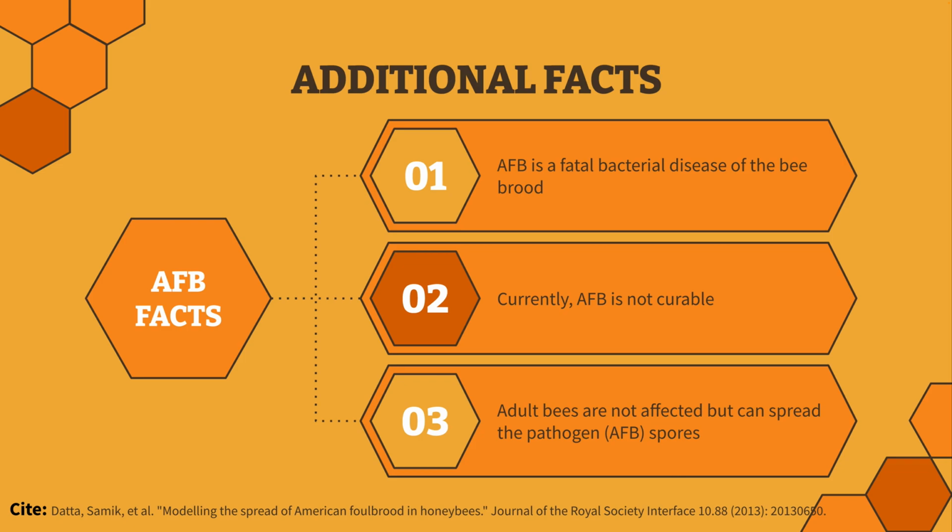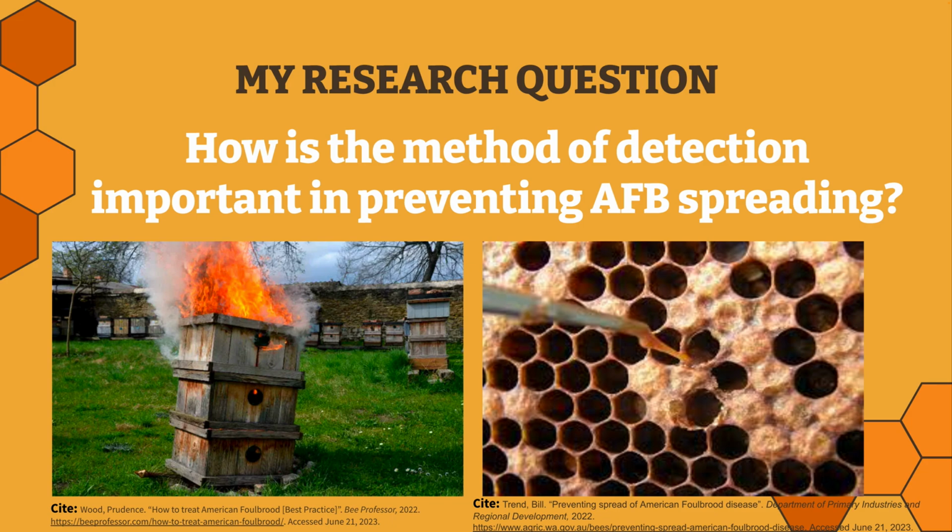The bacterium is characterized as having highly resistant spores that can last 50 plus years. So once it has been spread, the bacteria can't be killed by medication. The hive will typically be burned, including live brood and adult bees. So this is why it's such a fatal bacterial disease. My research question was, how is the method of detection important in preventing AFB from spreading?